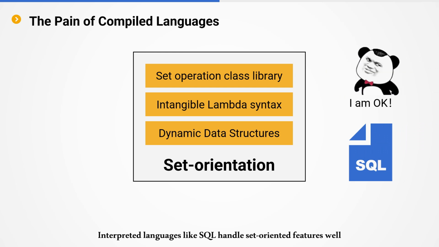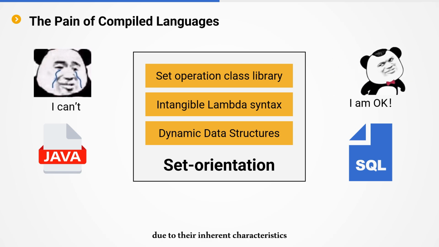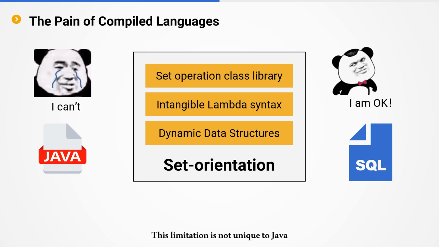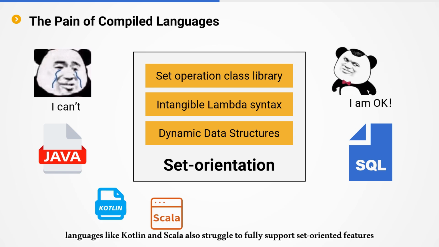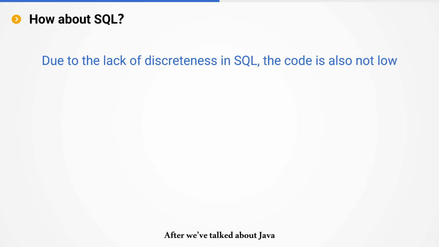Interpreted languages like SEQL handle set-oriented features well, but compiled languages such as Java face challenges in this regard due to their inherent characteristics. This limitation is not unique to Java. Languages like Kotlin and Scala also struggle to fully support set-oriented features. After we've talked about Java, let's take a look at SEQL.